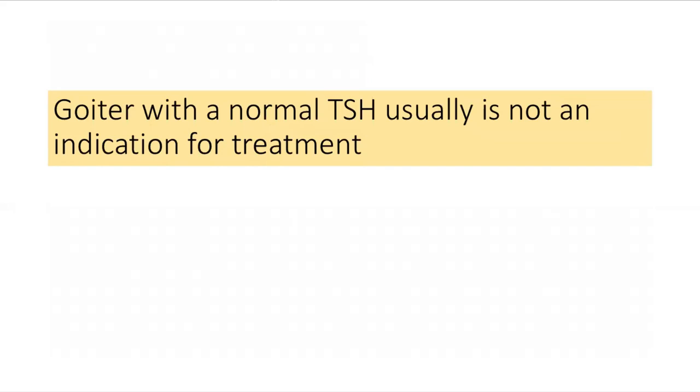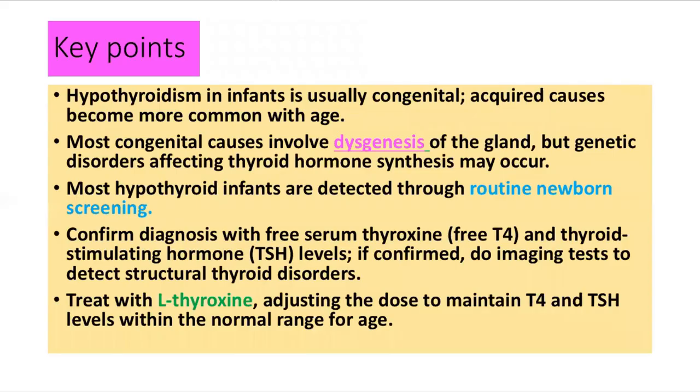Goiter with normal TSH usually is not an indication for treatment. So, some key points. Hypothyroidism in infants is usually congenital. Acquired causes become more common with age. Most congenital causes involve dysgenesis of the gland, but genetic disorders affecting thyroid hormone synthesis may occur. Most hypothyroid infants are detected through routine newborn screening.